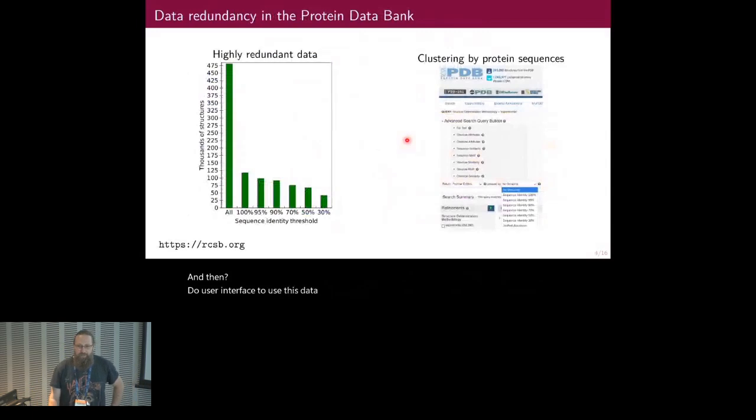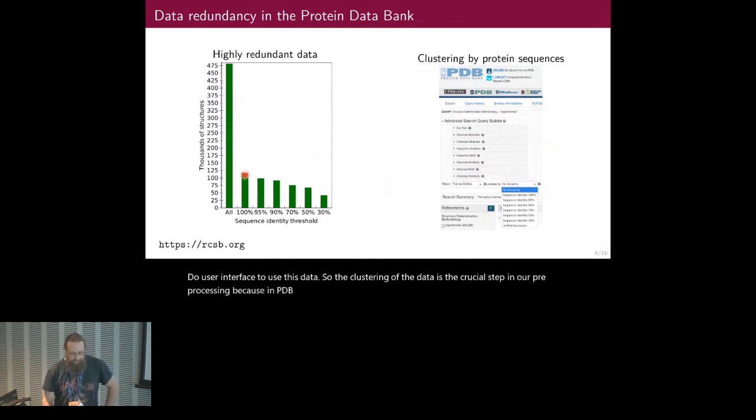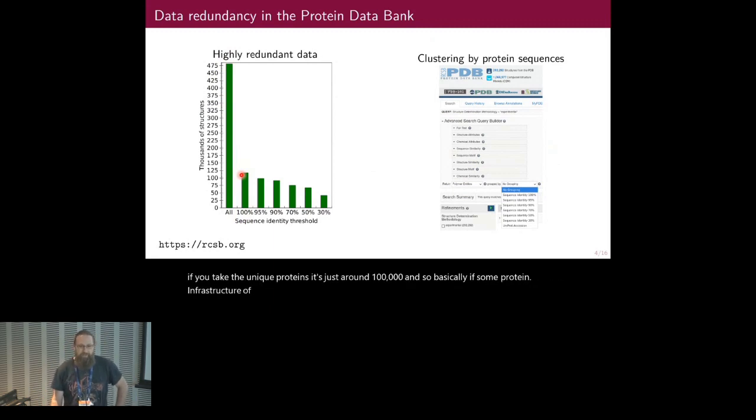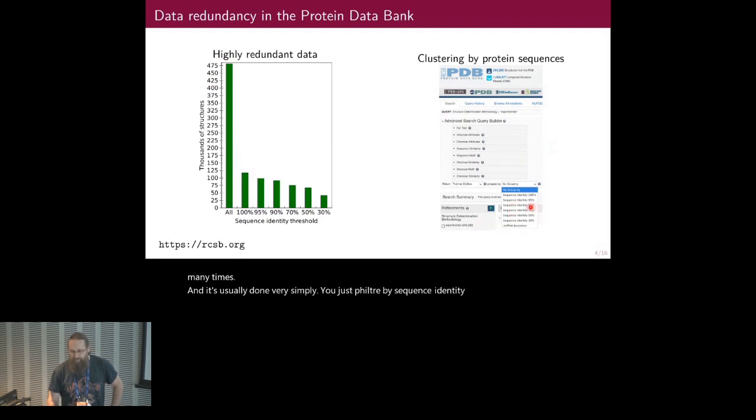The clustering of the data is the crucial step in our pre-processing, because in PDB the data are usually very redundant. If there are almost 500,000 proteins, the unique proteins are just around 100,000. If a structure of some protein is easily solved, people do it many times, and it's there many times. Usually this is handled simply: you filter by sequence identity, and you get the non-redundant set of protein structures.